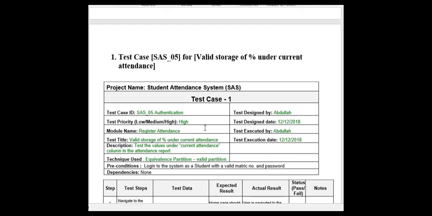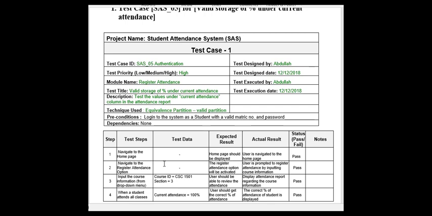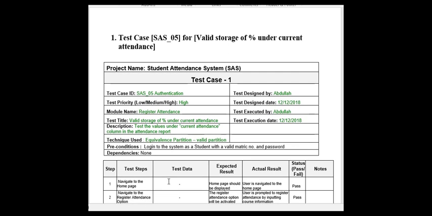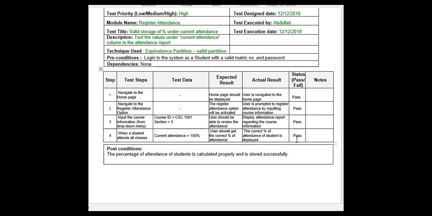Now the next one is valid storage of percentage under the current attendance. When the attendance report is displayed, there is a column called the total percentage or the current percentage of attendance. So when a student attends all classes, the current attendance will be 100%. So the user should get the correct percentage of attendance, and the actual result is yes, the correct percentage of attendance is displayed, so it is passed.